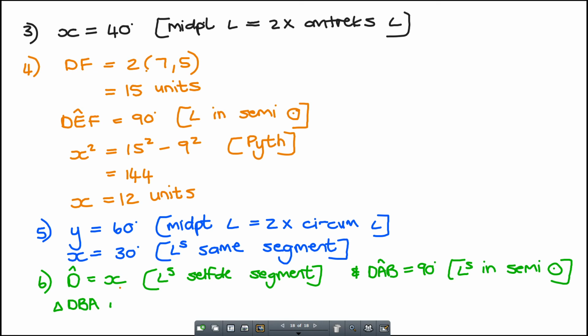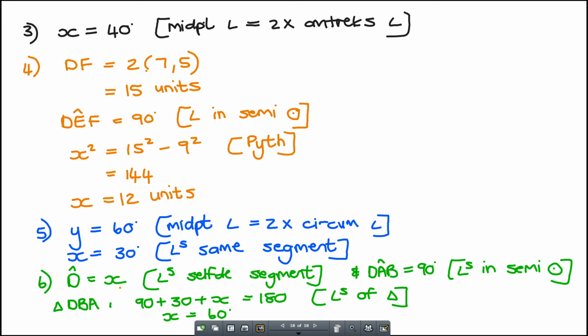Okay, so now I have a 90 and a 30 and an x, which is the interior angles of my triangle. So I can say 90 plus 30 plus x geef my 180 grade. Angles of a triangle. So x gaan wees hoeveel? 60 grade. Does that make sense, people?